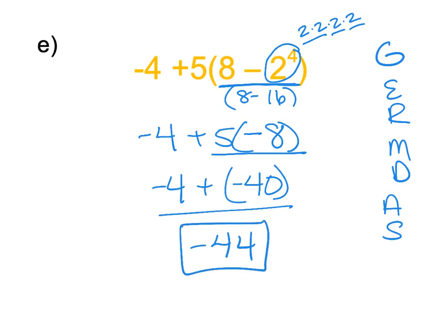Go one step at a time. Look for all your grouping symbols. Look for your exponents and radicals. Then multiplication, division. Then addition and subtraction. And again, inside our parentheses or inside any grouping symbols, we have to follow the order of operations there as well.